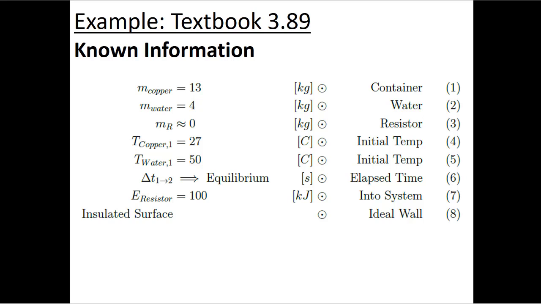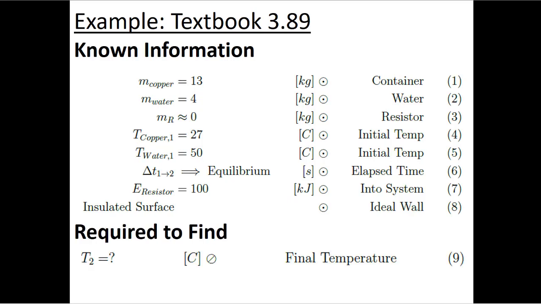The energy from the resistor is 100 kilojoules into the system. We're going to also assume that our system has an insulated surface around it so that no heat or work can come in or out. What are we required to find? We want to know the temperature in degrees Celsius once everything hits equilibrium.